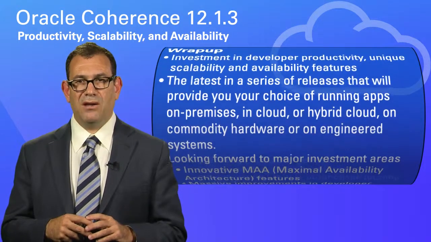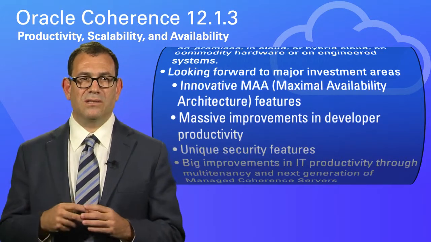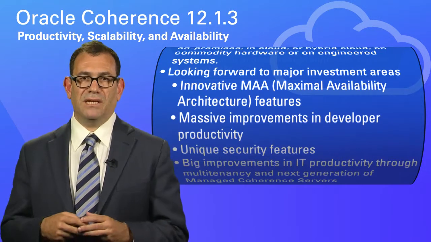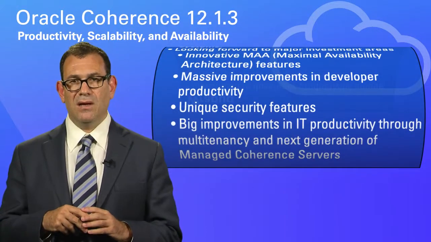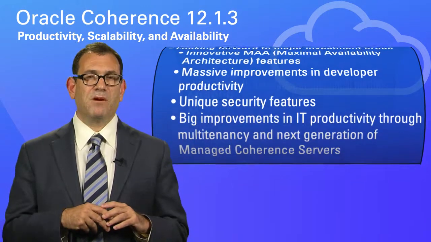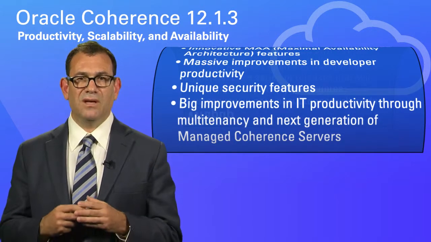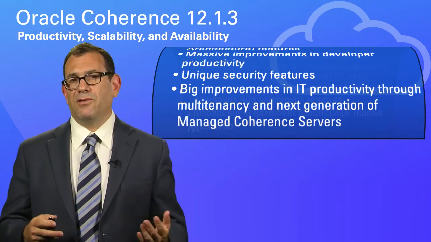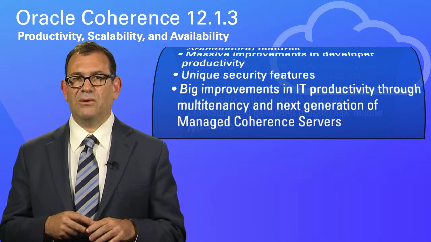I promised a little bit of a peek ahead, and I'm going to provide a very quick one. We're continuing to invest in a lot of the themes that I've emphasized throughout this talk. Innovative MAA features, MAA being Maximum Availability Architecture, to allow better multi-data center solutions, better recovery of Coherence clusters. We're making massive improvements in developer productivity, both through changes in the Coherence infrastructure itself and through support of later JDK8 features. There'll be a raft of new security features that are extremely important as you move to the cloud, of course, but are also important to a lot of our customers facing new types of regulations, new types of standards. And then there will be a big improvement in IT productivity through some of the things we're doing to allow multi-tenancy in Coherence-based applications, as well as the next generation of managed Coherence servers.